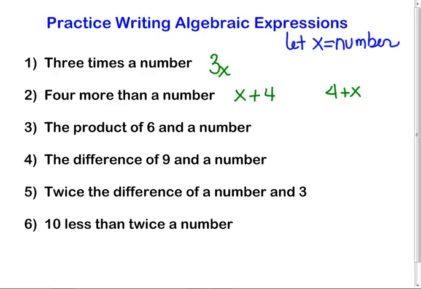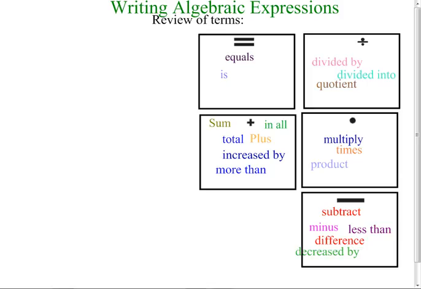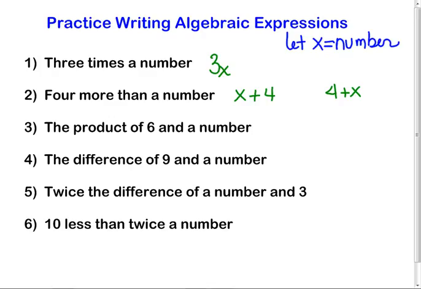What's number 3? Do you know what 3 is? Product. What does product mean? Production line? No. Product goes right here. Multiply. You've got it in your little chart. So product of 6 and a number. So how do I write that? 6x. That's what that means. You don't have to put the dot there. You can if you want. Generally speaking, we're not going to write that down.